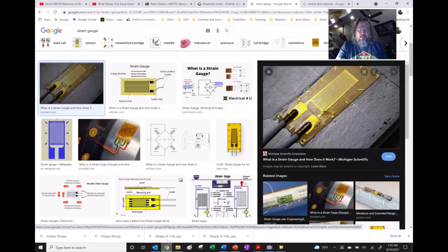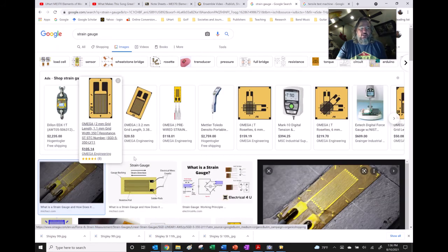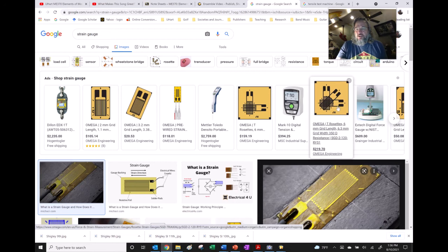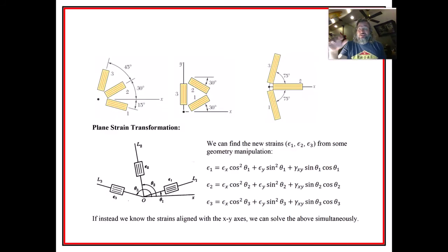I'm not even sure which configuration is the most common. If you look in a catalog for these, the Omega catalog is a really common one to look up. Here's a simple one. You might see that they come already placed together. Here's one where you have three of them, two of them are 90 degrees from each other, and one's at 45. But the basic idea is you need three strain gauges in order to get the total picture of what's happening in the plane.